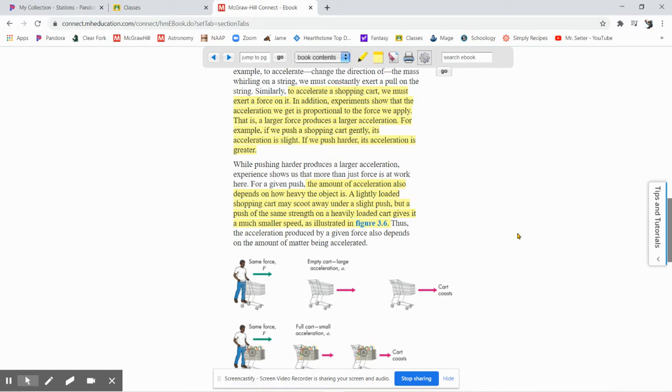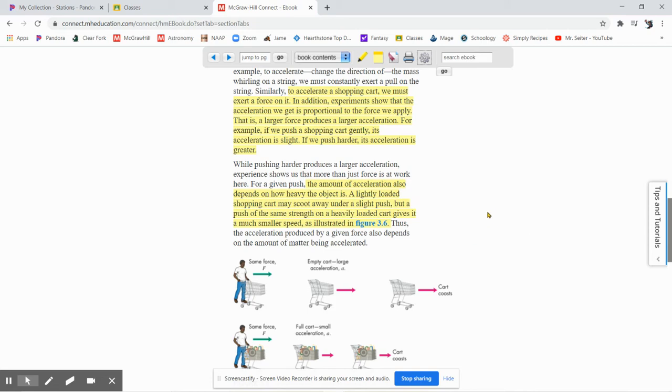In addition, experiments show that the acceleration we get is proportional to the force we apply. So if we apply a small force, it's going to move slowly. If we apply a high force to that shopping basket, it's going to move faster. It'll have a higher acceleration, okay? A lightly loaded shopping cart may scoot away under a slight push, but a push of the same strength on a heavily loaded cart gives it a much smaller speed, as illustrated in 3.6.